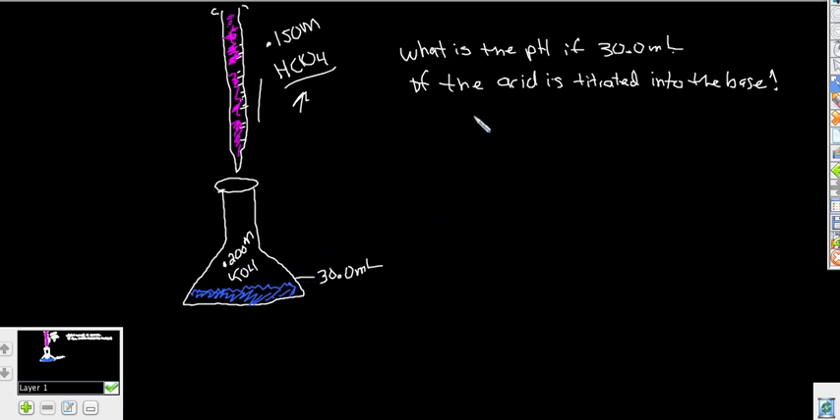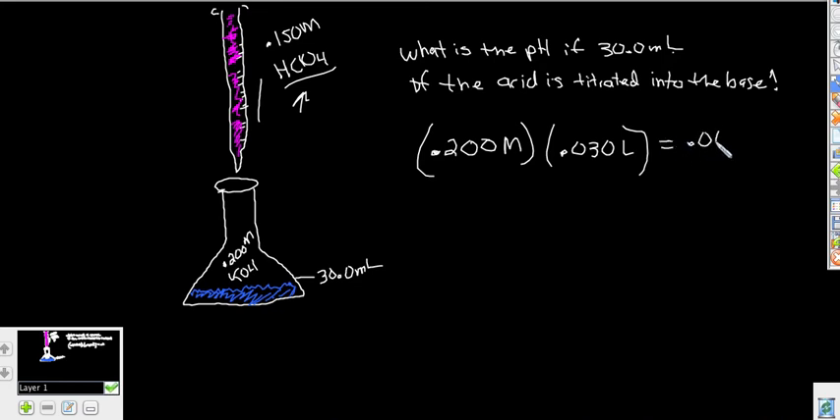So what we need to do is actually figure this out mole for mole. So how do we do that? Well, it's pretty simple. For the base, we've got 0.200 molar, and we're going to multiply that times the volume we have for the base, which is 30 milliliters, so 0.030 liters, and that is going to give us an amount of moles of 0.006 moles.